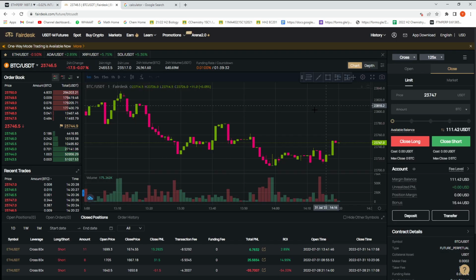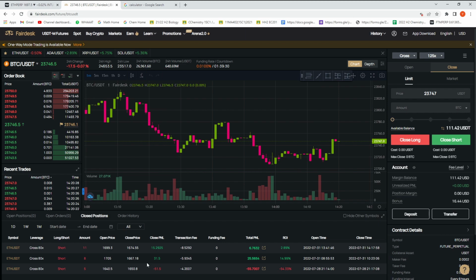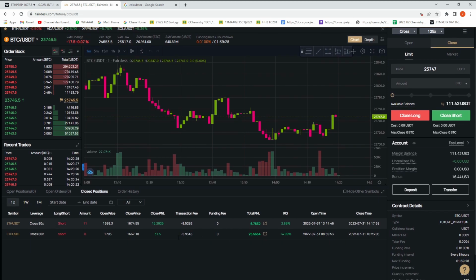So pretty nice gain on the account so far. As you can see, for today's trade, these are the two trades that I took, about $40 profit, not too bad. And yeah, see you guys in my other videos.